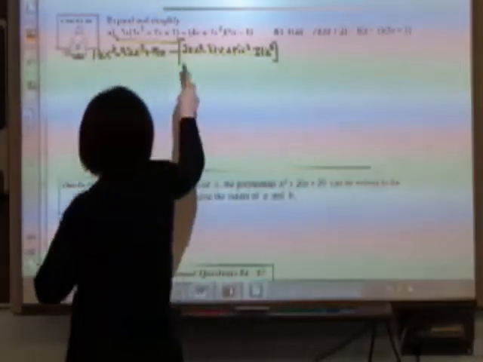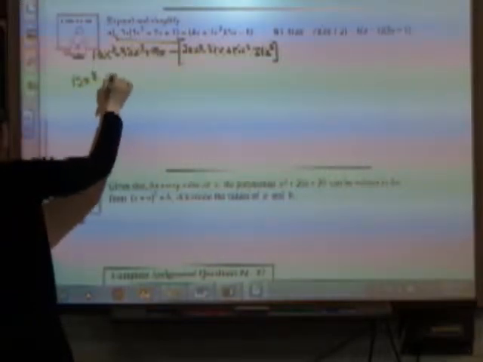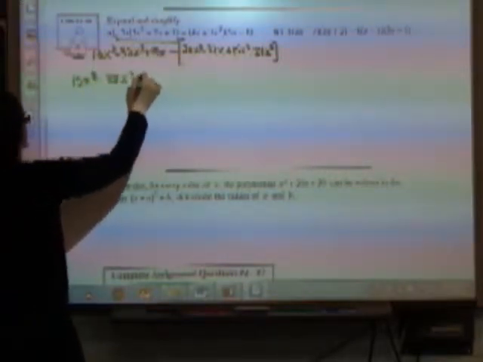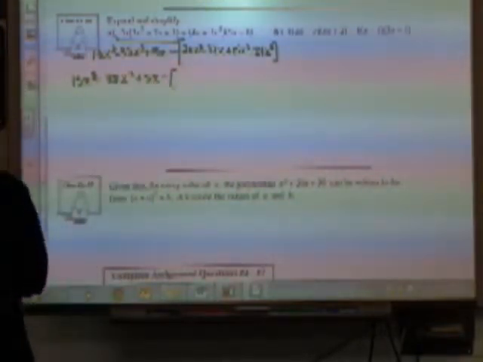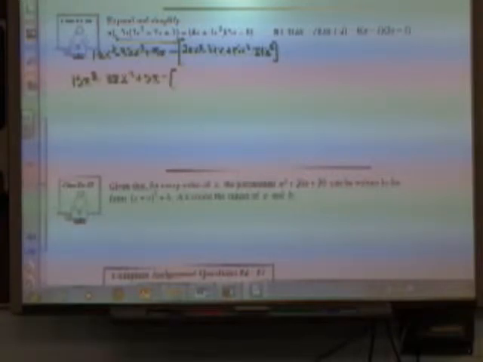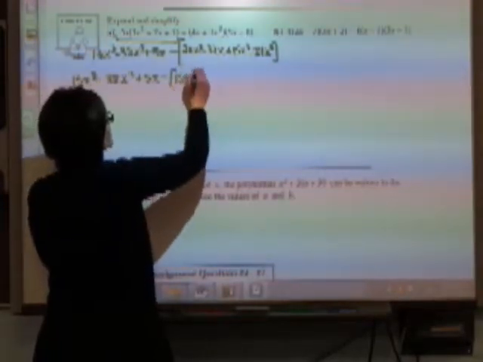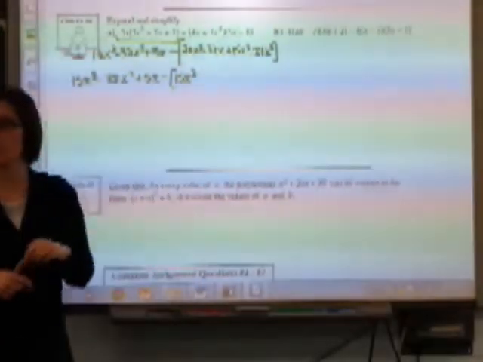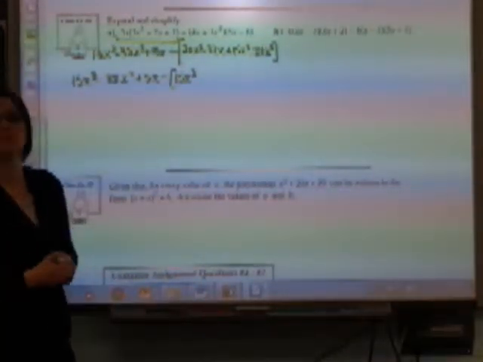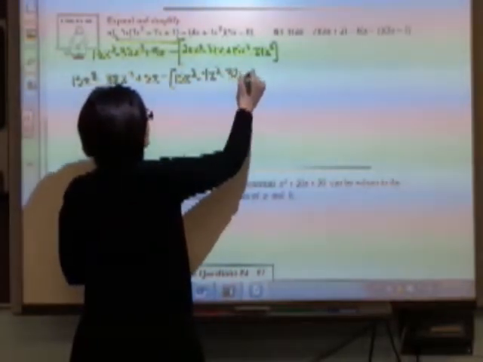Okay. What I probably first would want to do with my second expression is probably collect my like terms and write it in descending order. So I start with the highest degree. I take my 15x cubed and I'm going to put it out in front. And then I combine my 20x squared minus 24x squared. And then minus 32x.